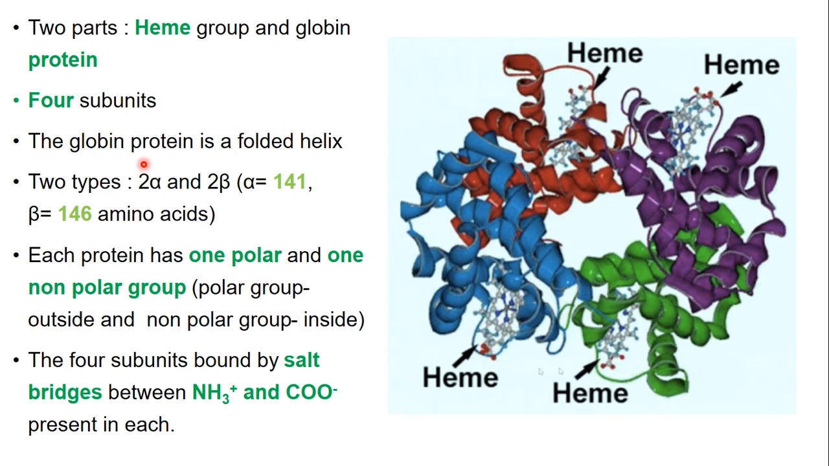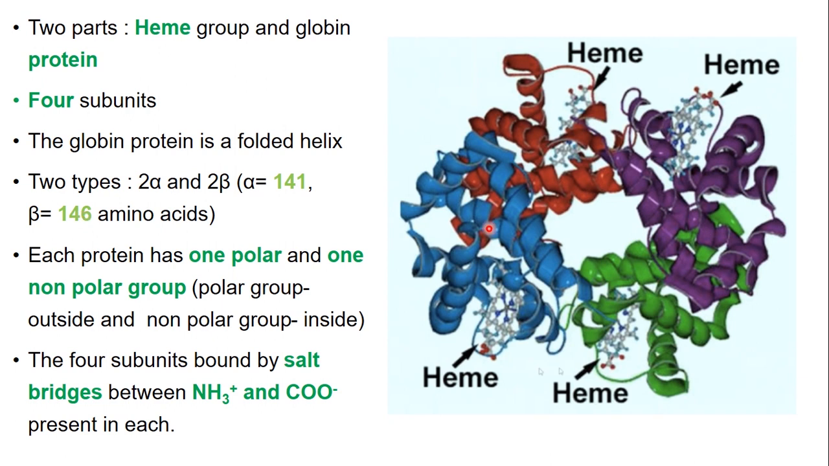Then we know that protein is made up of amino acids, and if you have learned the structure of protein, they may be in helix form. Helix is nothing but like a spring, spiral. So it may be in alpha or beta form. Here two of them are in their alpha state and two of them are in their beta state. If the protein is in alpha state, it contains 141 amino acids, and if it is in beta state, it contains 146 amino acids.